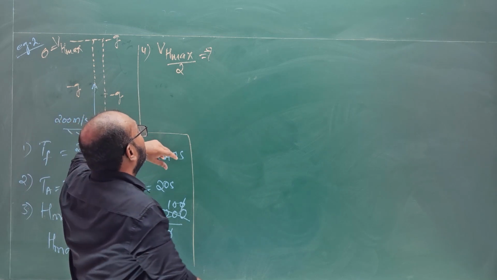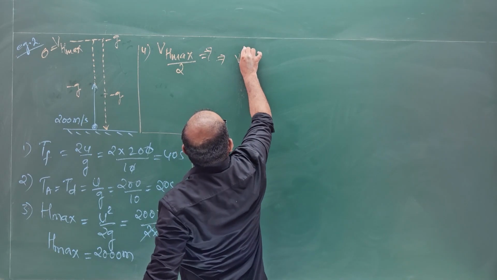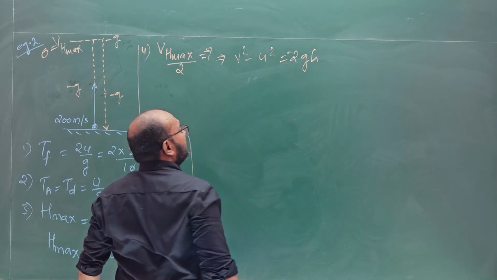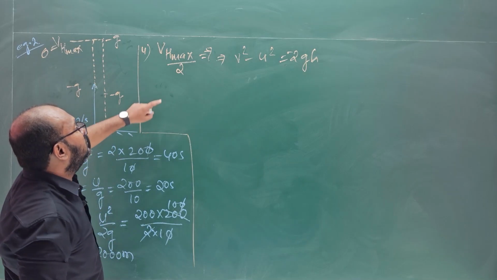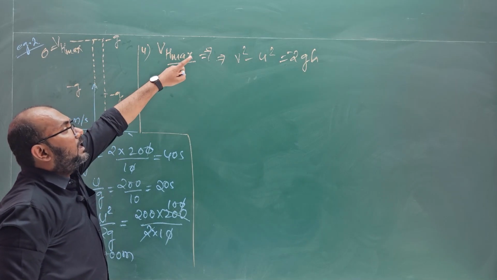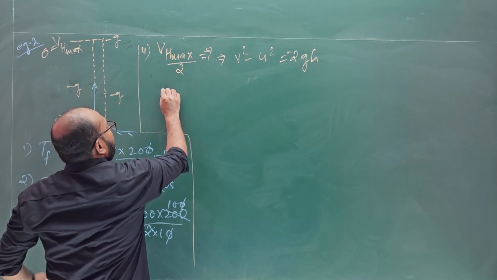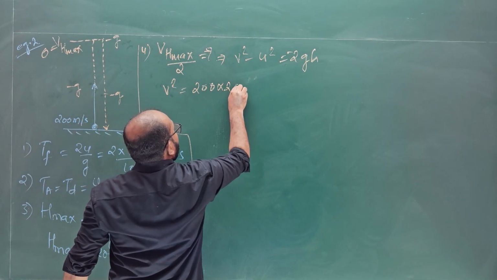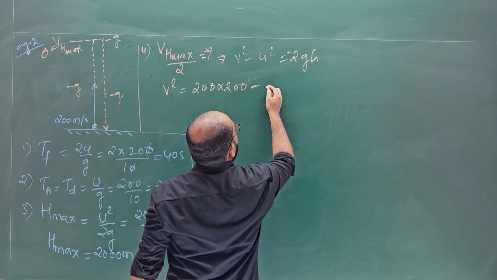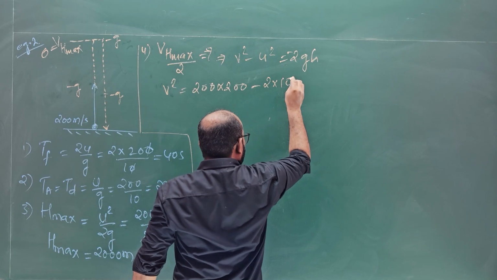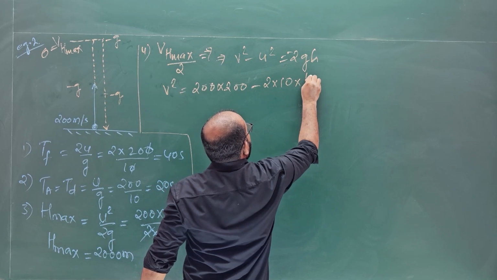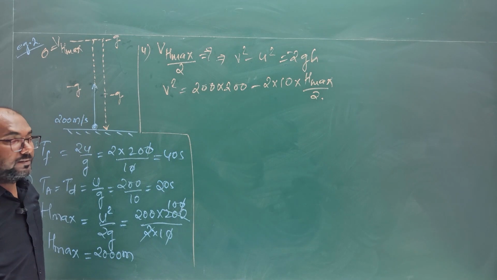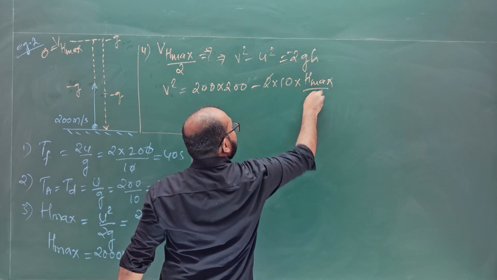Okay, now, using what? V square minus u square is equals to 2gh. Can I write like this? They asked you to calculate velocity at half of the h max. So can I write v square is equals to u square, that is 200 into 200, minus 2 into 10 into h max by 2. Can I write like this? Okay, so can I also cancel this 2 and 2?